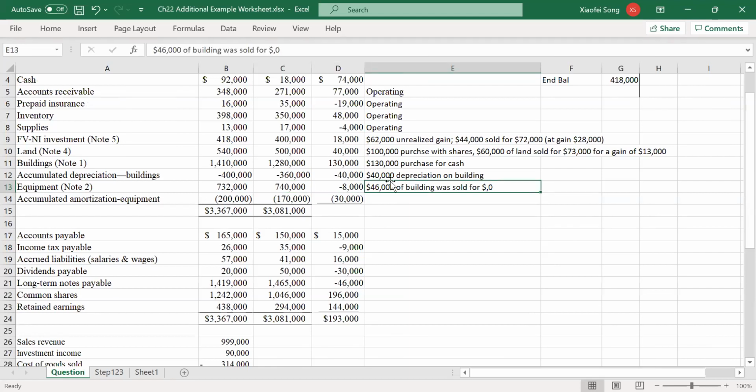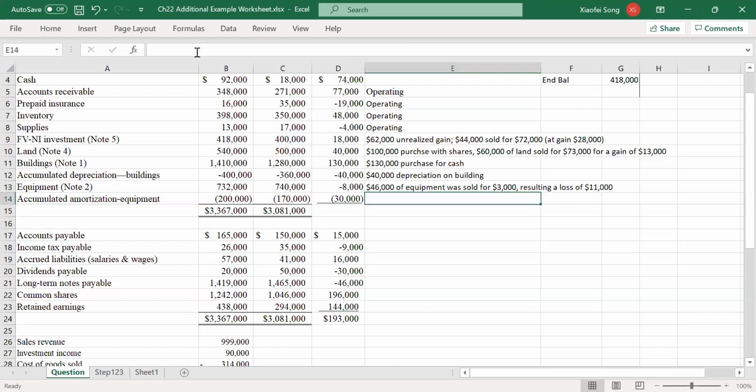Oh, yes, yes, I'm talking about equipment now. Thanks. Equipment was sold for 3,000, resulting in a loss of 11,000.